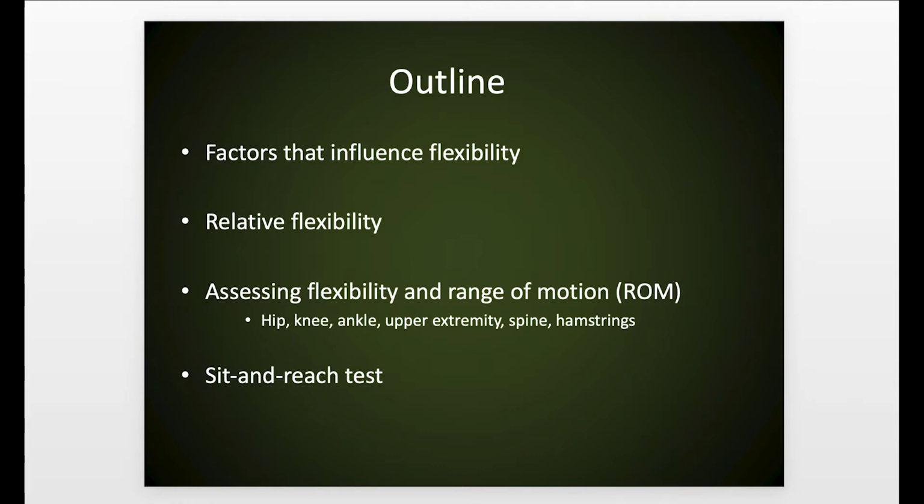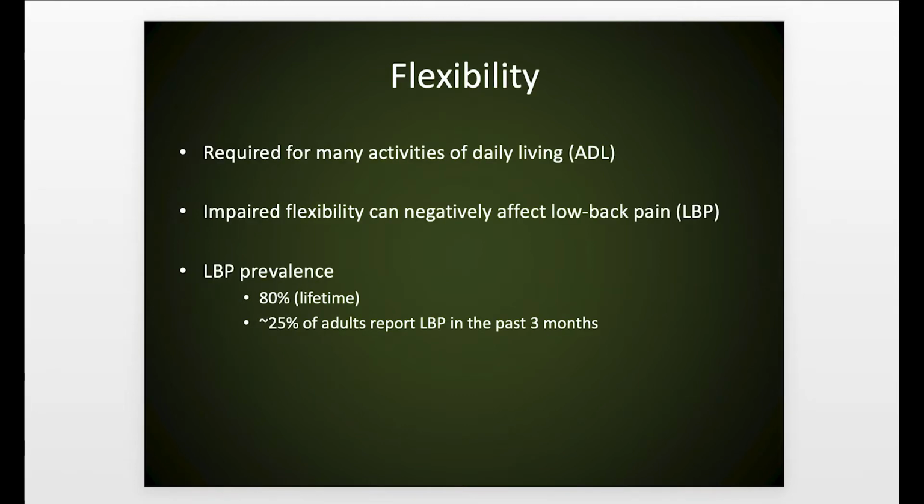So we're going to look at factors that will influence flexibility, relative flexibility, assessing flexibility, and also range of motion. What is range of motion? The hip, knee, ankle, upper extremity, the spine, as well as the hamstrings. The hamstrings are sometimes the most common one people think of for flexibility, kind of like touching your toes. And one of the more popular tests used for that is the sit and reach test.